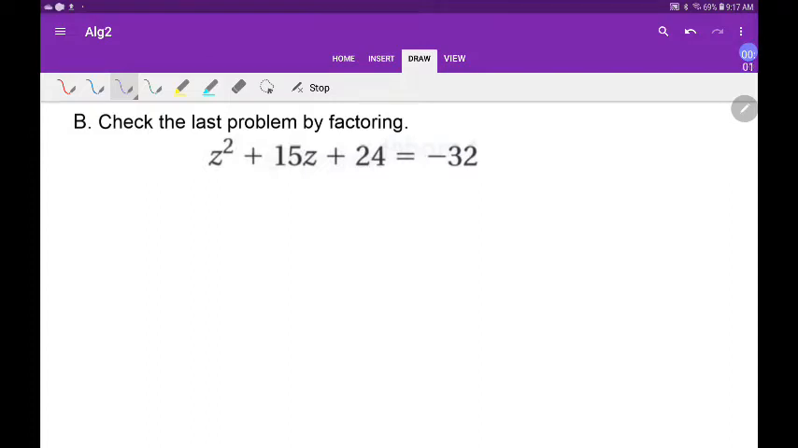Okay, so we're going back to the last problem, and we're going to do the same thing. We're going to bring the 32 over, and we're going to check this by a different method. We're not going to graph it this time, but we are going to check it, and we'd like to factor this.